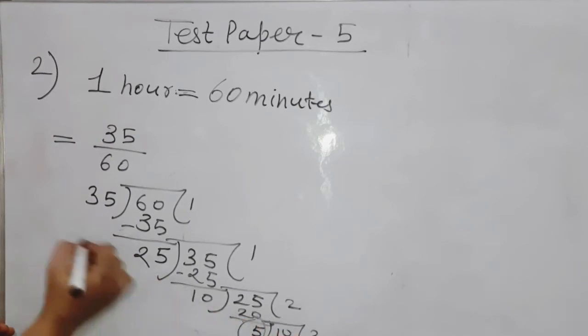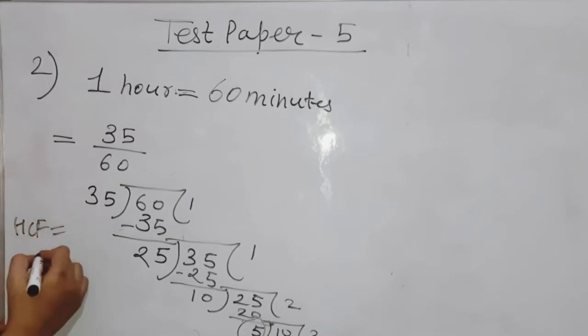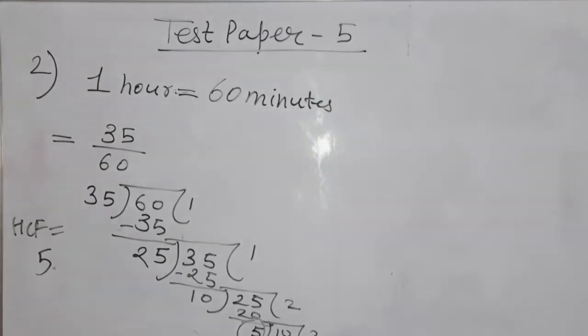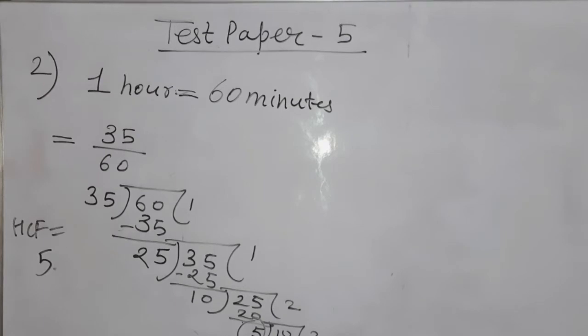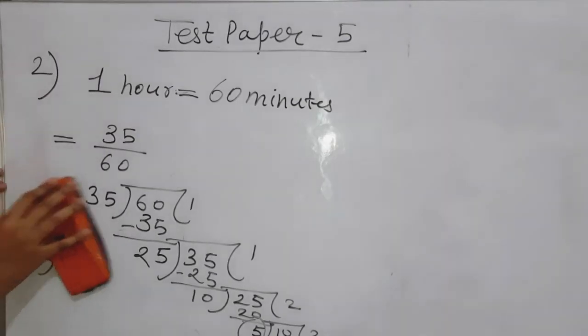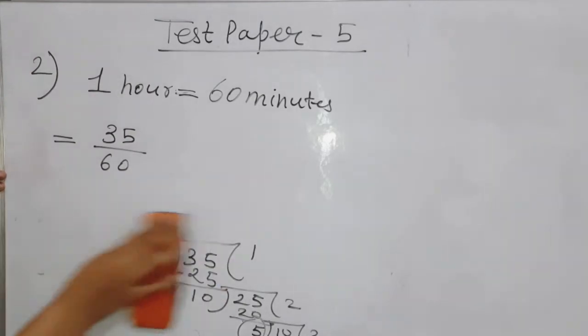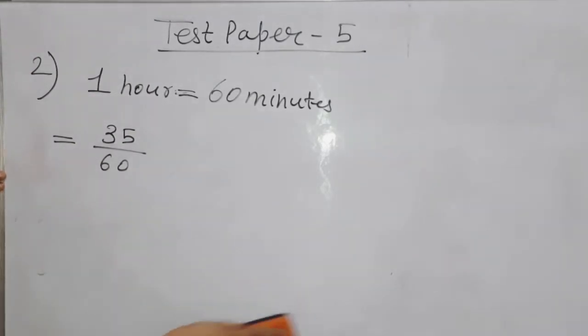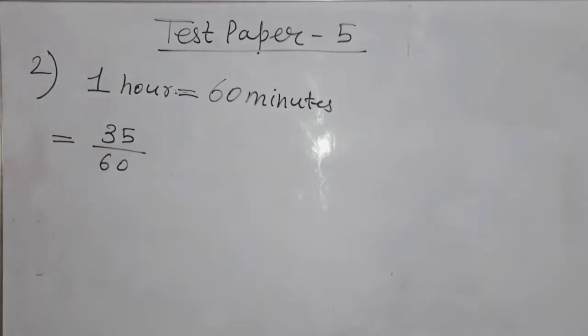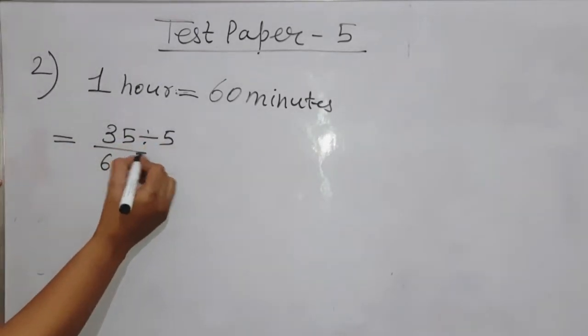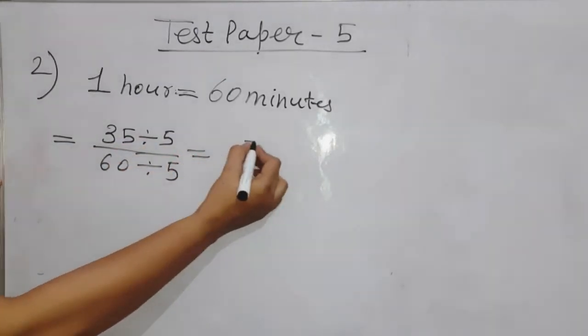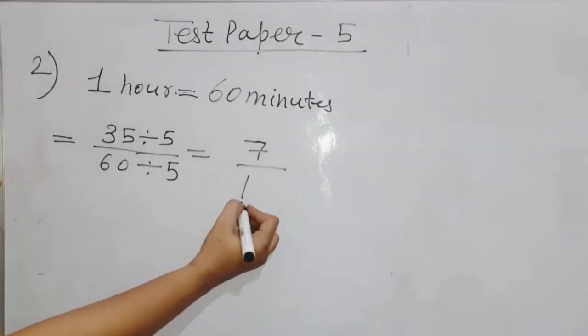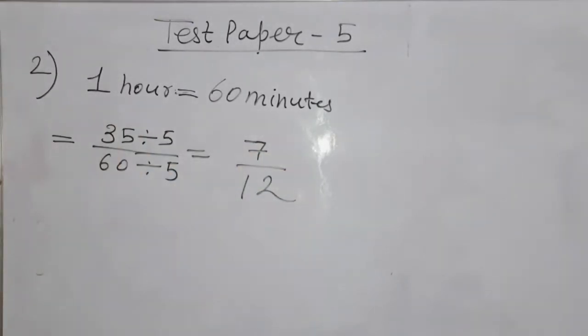So what is the highest common factor of 35 and 60? The highest common factor of 35 and 60 is 5. Now we have found the HCF. Now we can reduce this fraction. So how to reduce it? Divide the numerator and the denominator of the fraction by their HCF. So the HCF is 5. So divide them by 5. So 5 sevens are 35, and then 5 ones are 5, 5 twos are 10. So 7 upon 12 is the right answer.